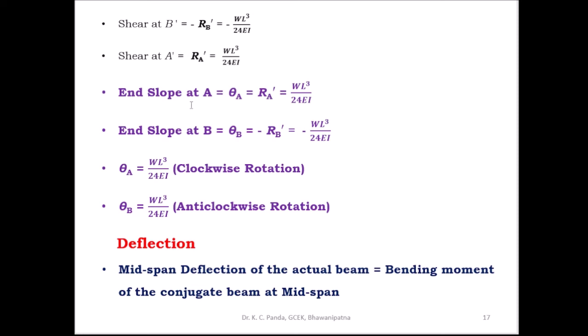Then after knowing the shear force at B dash and A dash, you can find out the end slope at A and the end slope at B. The end slope at A, theta A, is equal to RA dash, which is equal to WL cube by 24 EI. Similarly, the end slope at B, theta B, is equal to minus RB dash, which is equal to minus WL cube by 24 EI.